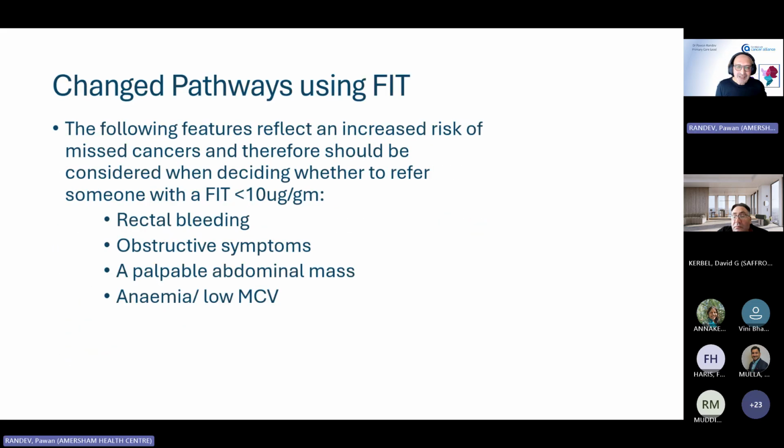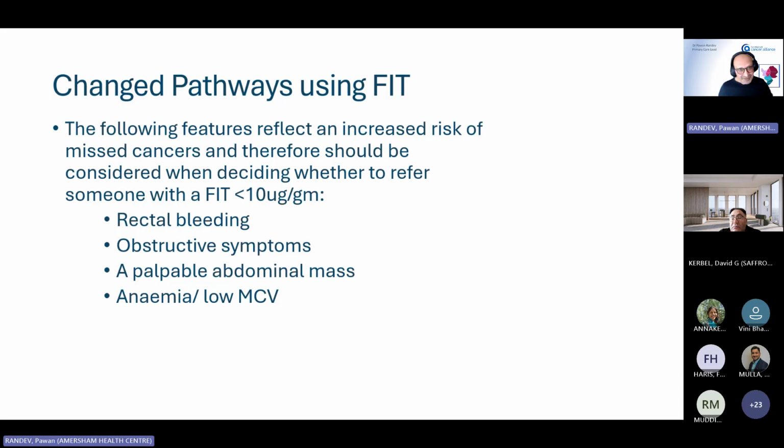So when we are using FIT, the other thing that we need to think about is if somebody's got a FIT less than 10, but they have rectal bleeding or obstructive symptoms or a palpable mass or anaemia, low MCV, low ferritin, then these are all good reasons to refer the patient on the urgent suspected cancer pathway. And this is what NICE now tells us.